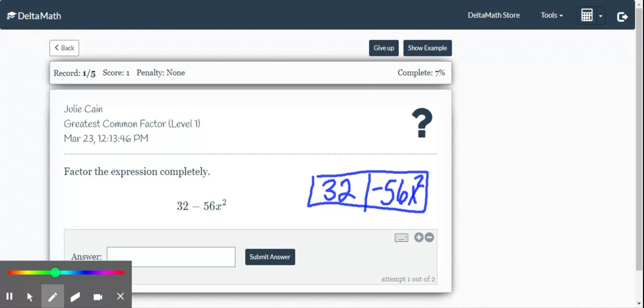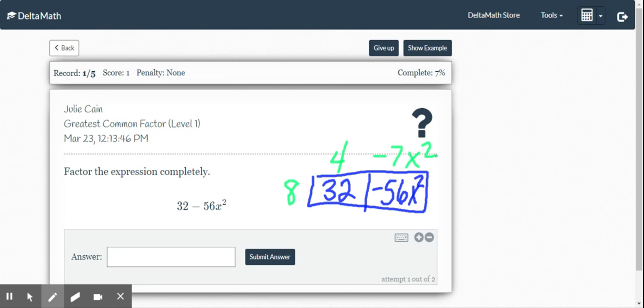And if I think about this, 32 is 8 times 4, and 56 is 8 times 7. So they both have an 8 in common, and only the 56 has an x, so I'm not going to be able to take a number out. But I know that 8 times 4, that's what creates the box for 32. And then I know that 8 times a -7 would give me my -56, and then I just have to keep my x squared.